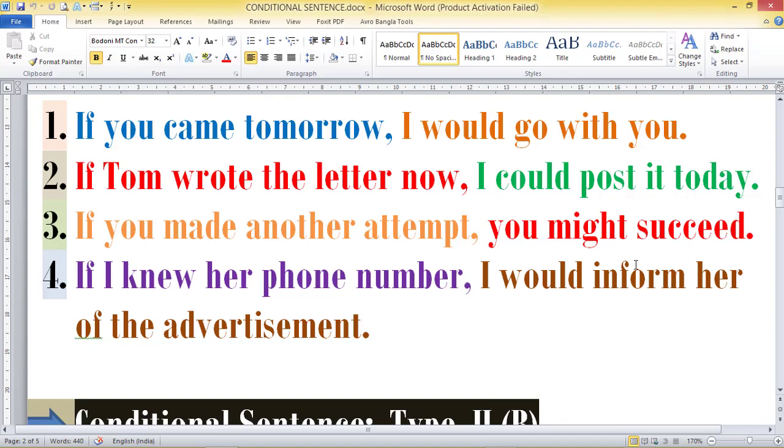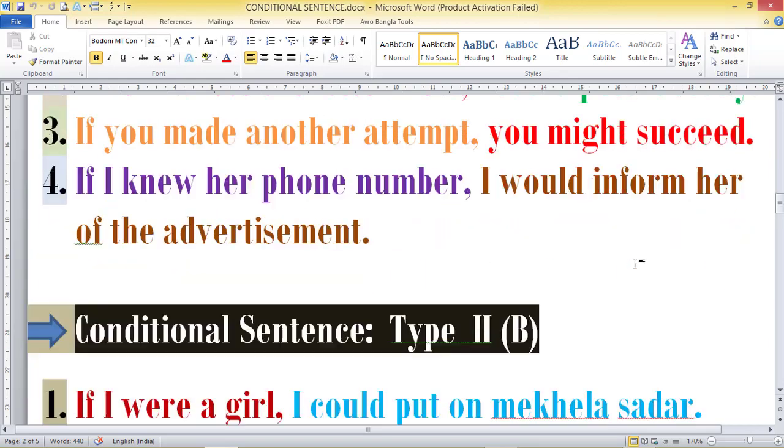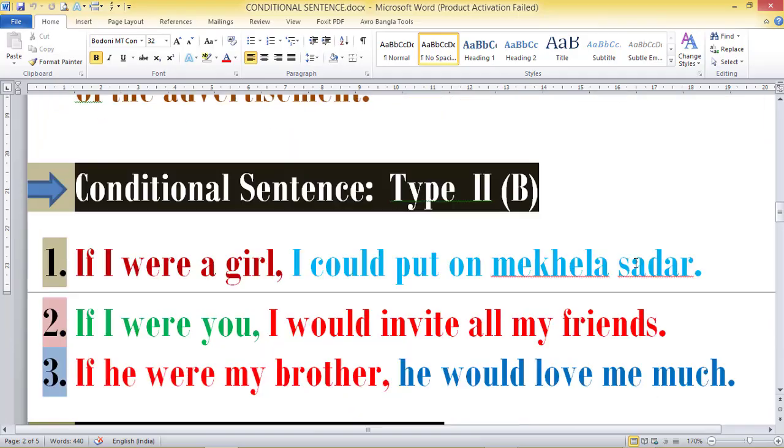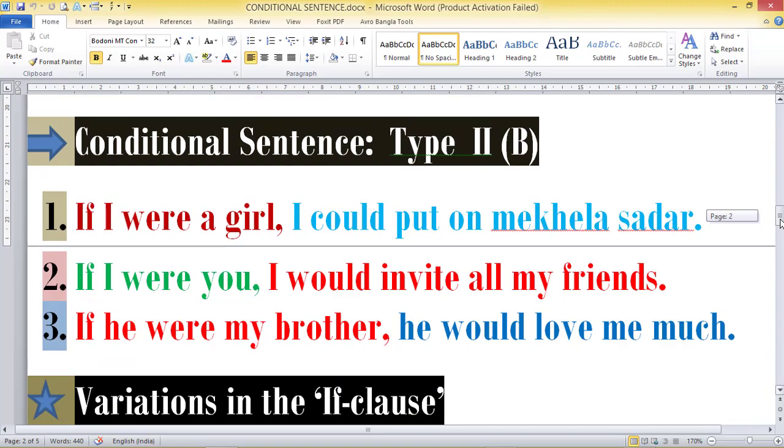Now let's go to the conditional sentence type 2B. And what happens in case of conditional sentence type 2B? If you observe, you'll come to know. Let's go to the first sentence. For example, if I were a girl, I could put on necklace harder. You observe in this sentence also in the if clause we have used past indefinite, that is unreal past. And in case of conditional sentence type 2B, where it is possible, otherwise where it is by no means possible.